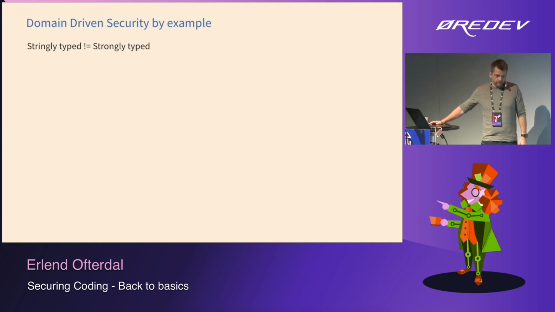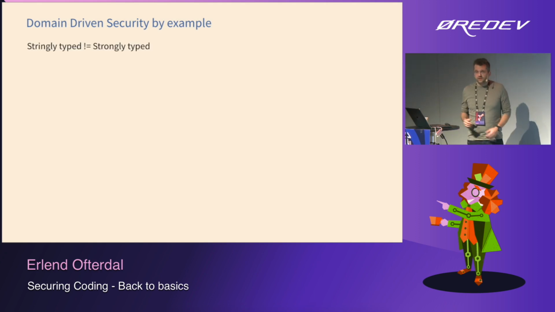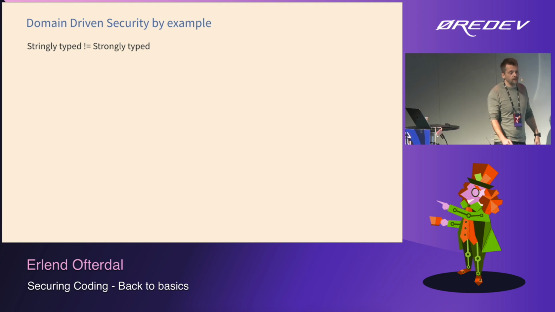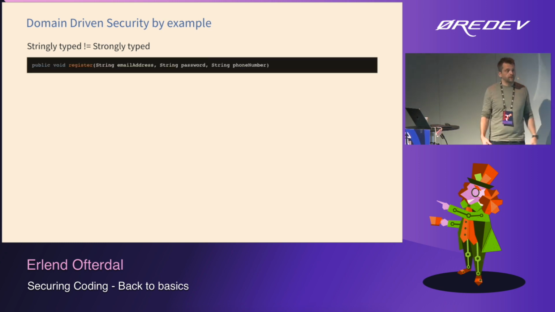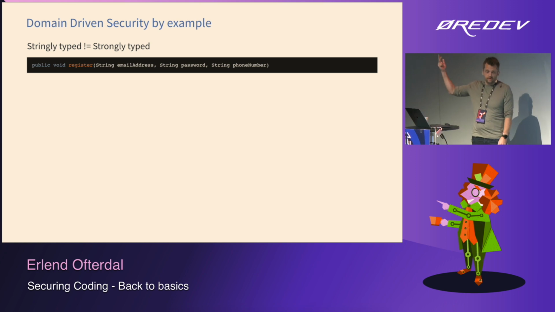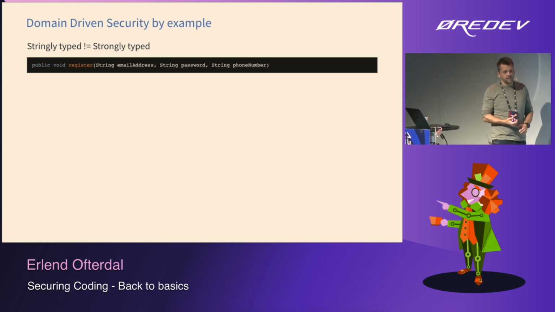So one of the problems is we're using strings. We're using strings a lot. We do things like this. We're going to register an account, and we go string email address, string password, string phone number. They're all strings. But a string can be empty. It can be 2 gigabytes. Are these 3 concepts all the same?